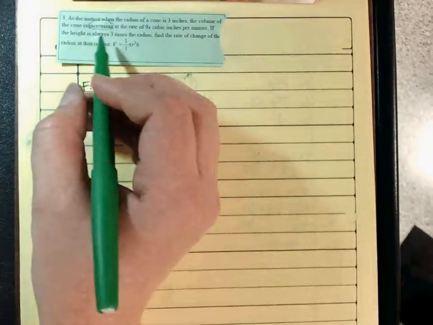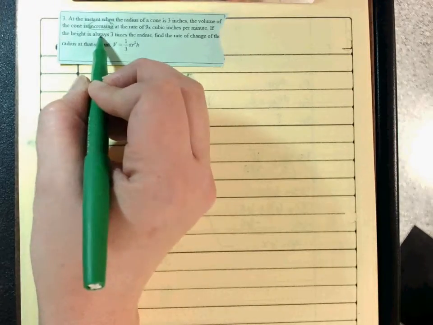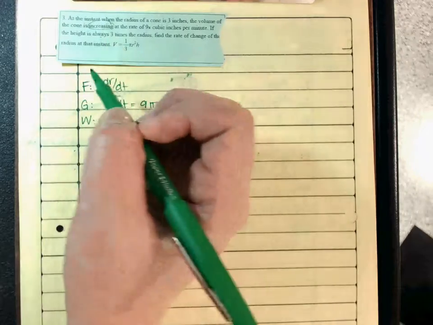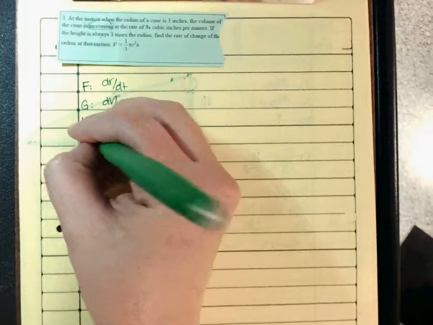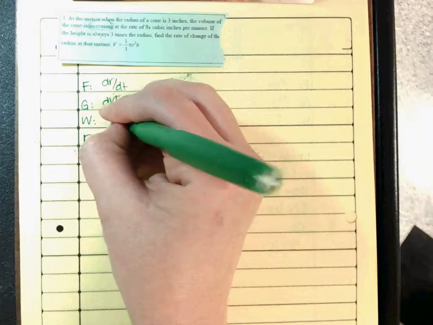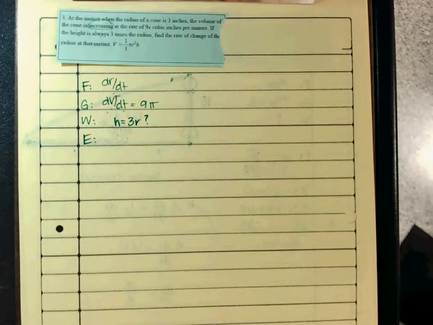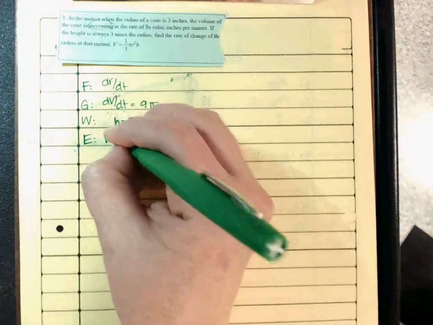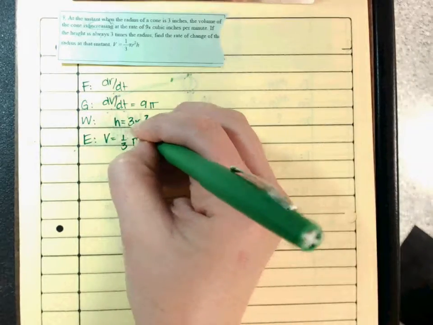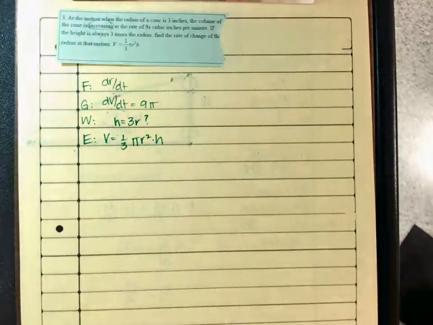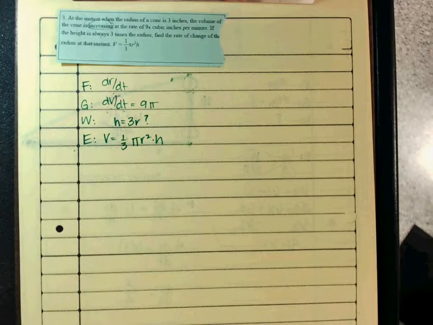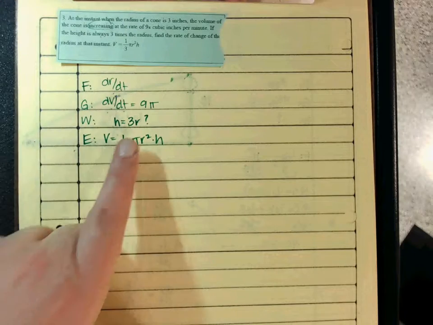Okay, so it says the height is always 3. So is that really a when? Let's skip it. We can put it here. Let's say height is always 3 times r and then put a question mark. Then my equation is volume equals 1/3 pi r squared h. We talked about this yesterday. If you took the derivative right now, that's a product, so you'd have to do product rule. The only way to avoid that is a substitution. That's where this is going to come in.